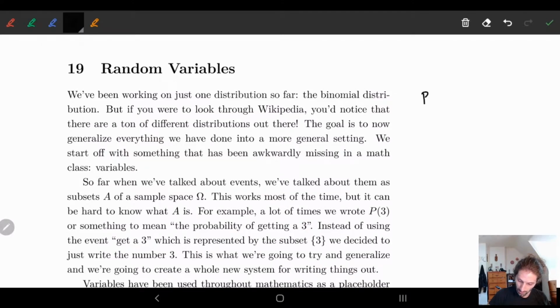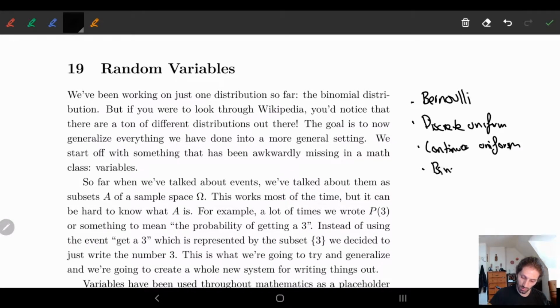So we got Bernoulli. We got some guy named discrete uniform. We got some guy named continuous uniform. And then we had the binomial. And then we also saw that there's a normal distribution. So there was the normal one. There was the Poisson. Like we saw 1.5 million distributions.